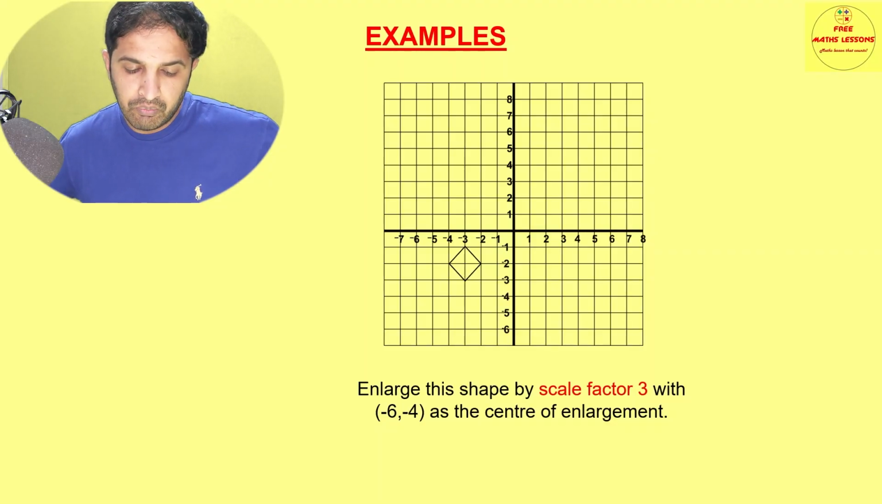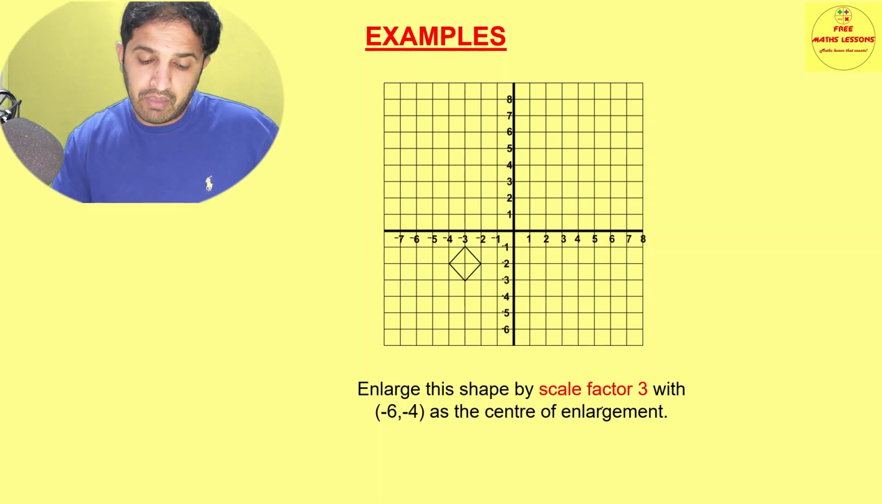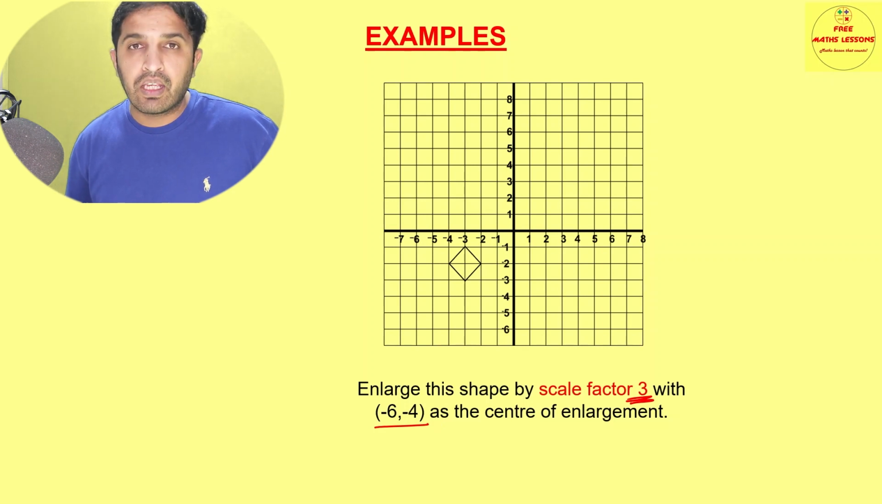The center could be given to you as a coordinate. So here, if you read the question carefully, we're enlarging a shape by scale factor 3. So again, making the shape 3 times bigger from the coordinates that are given to us as -6 and -4.